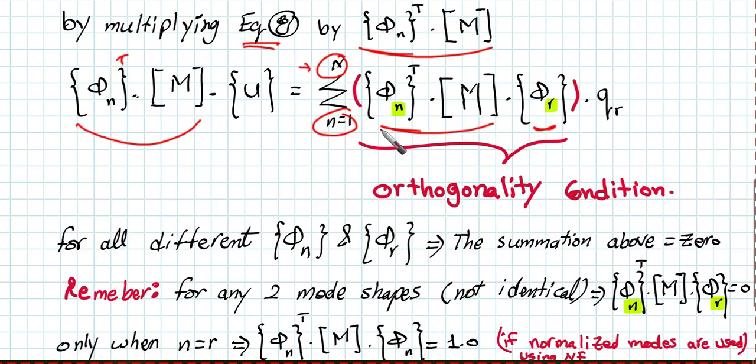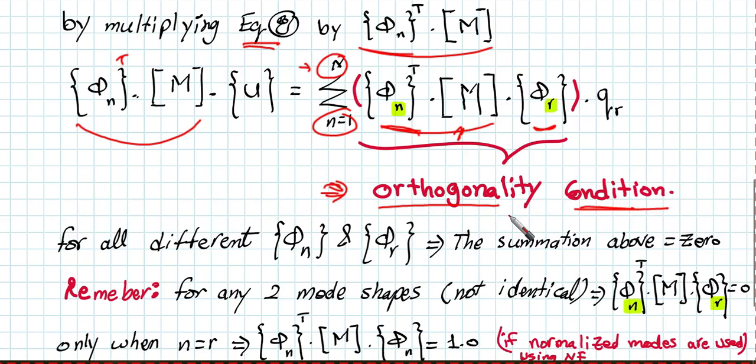Okay, look at this part: phi n transpose times the mass matrix M times phi r. Doesn't that remind you of something we have explained before? Exactly. It is the orthogonality condition with respect to the matrix M. If you do not understand the meaning of the orthogonality condition and its significance, please visit the previous videos and you will have a full picture of it.